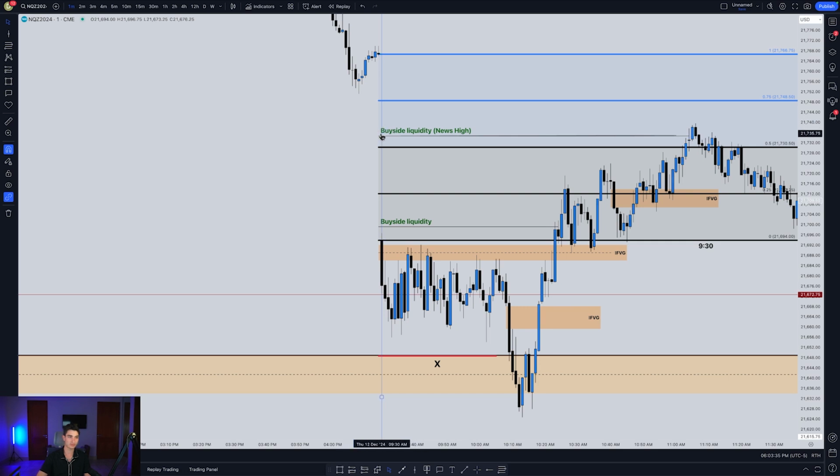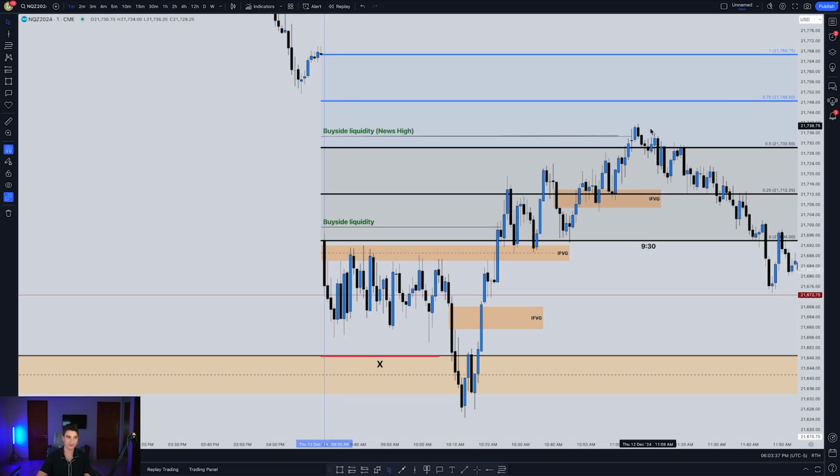And then that also overlapped with the news high, and that's not random, that it made the high of the morning session until we went into the 11:30 lunch hour.